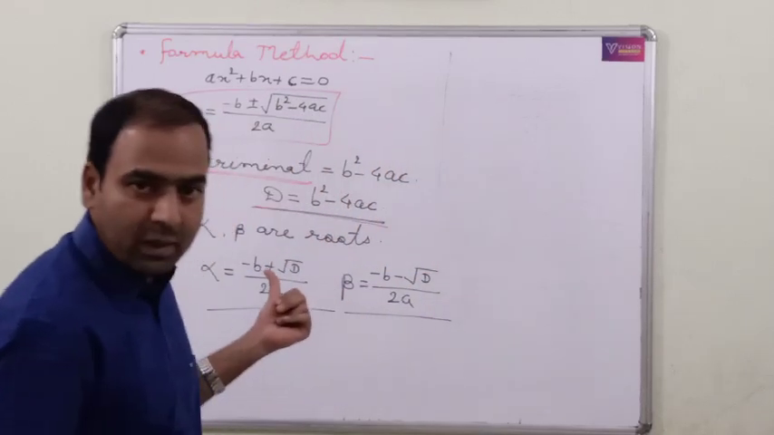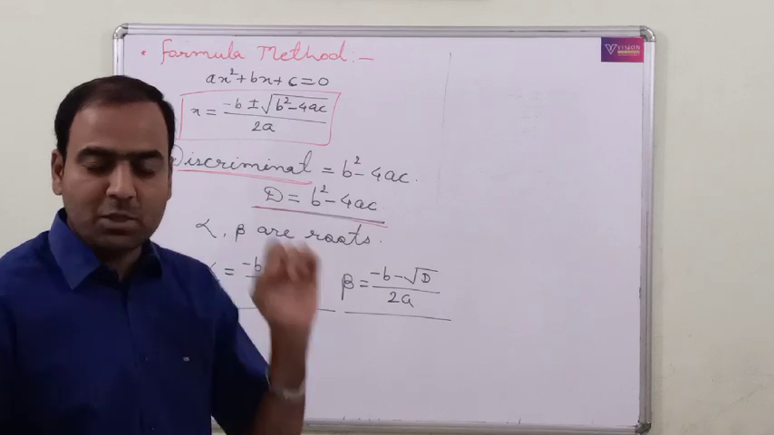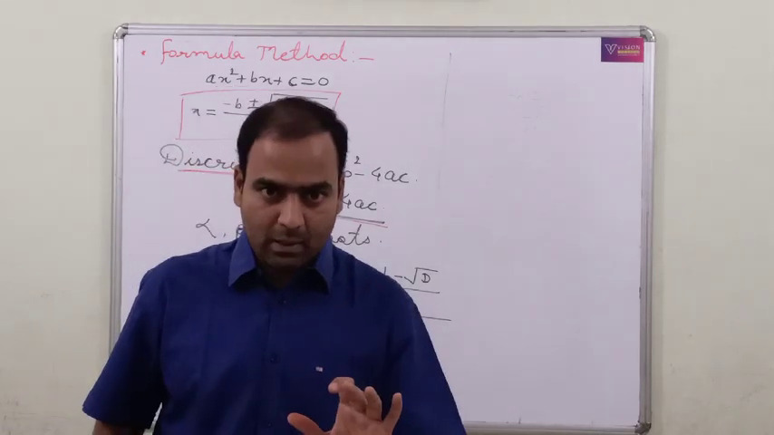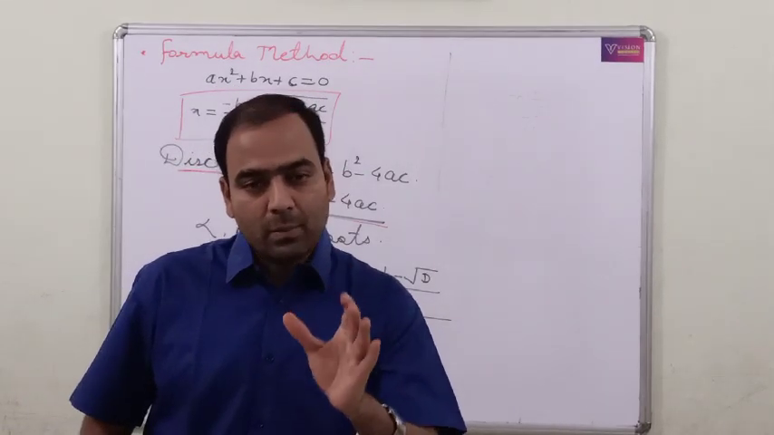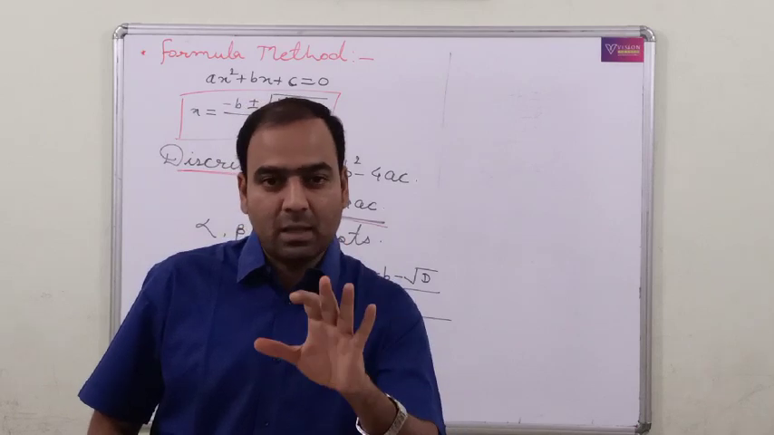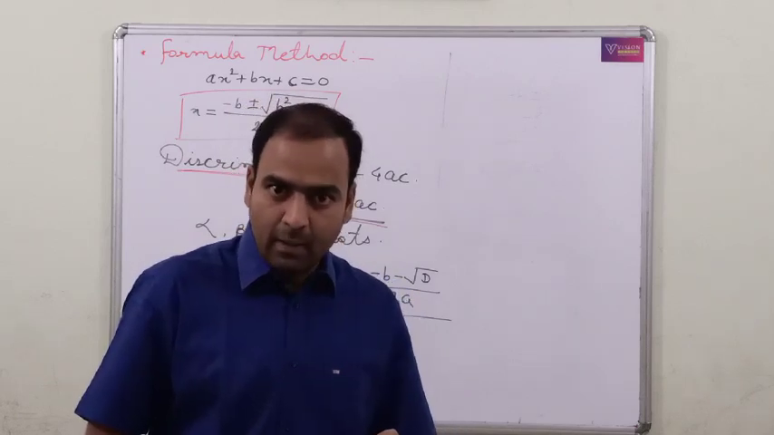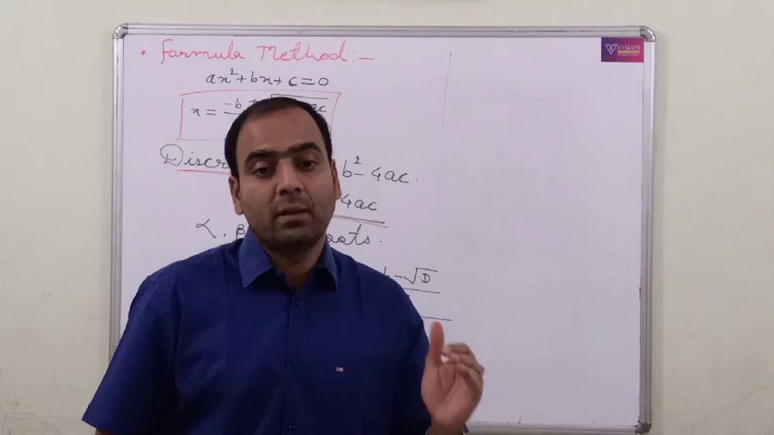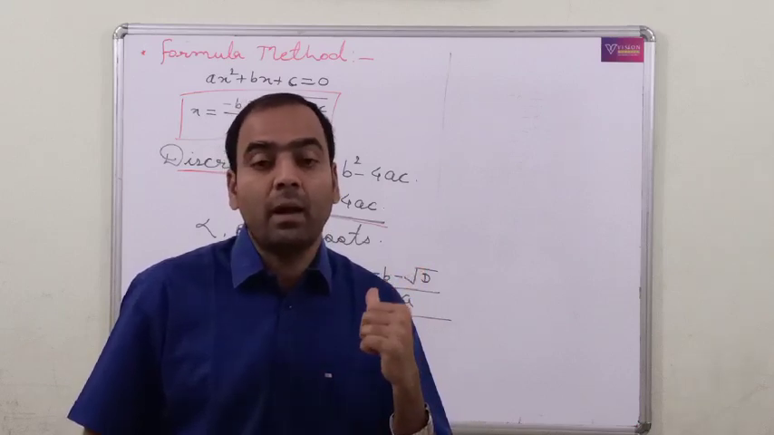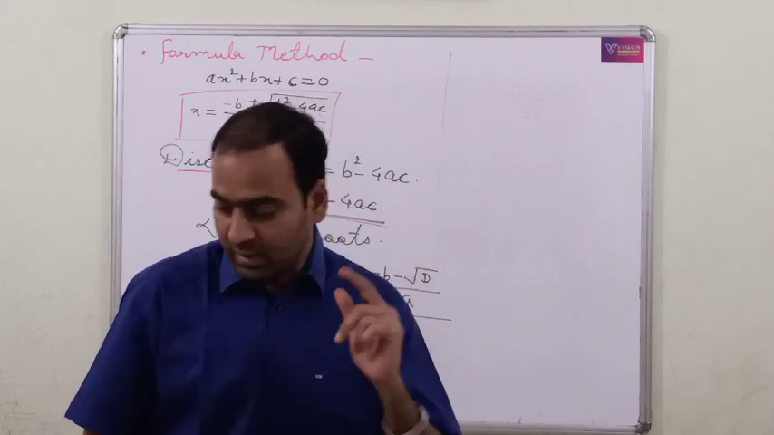Okay, are you copying it? First of all we find the value of the discriminant, and then if the value of the discriminant is 0 or greater than 0, हम रूट फाइंड कर सकते हैं. So then we go toward finding the roots of the given equation by the formula method. Okay, so let us start.